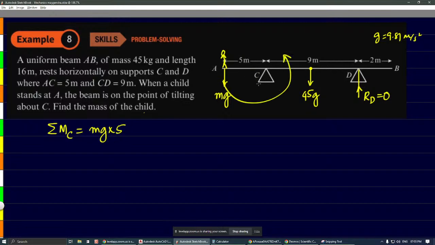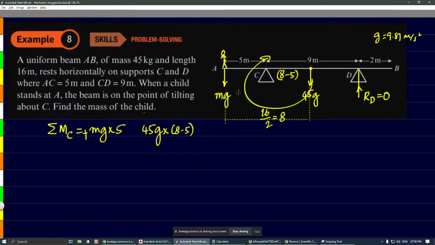This one is going in anti-clockwise direction, so plus, and then 45g. At what distance is this acting? We know that this is a uniform rod, so this distance will be half of 16. Half of 16 means 8. If this distance is 8, then 8 minus 5. And this one is moving in clockwise direction, so it has to be negative.